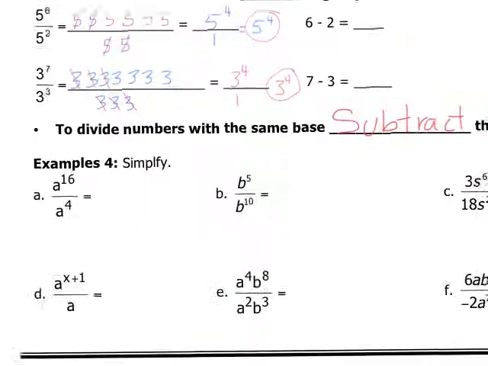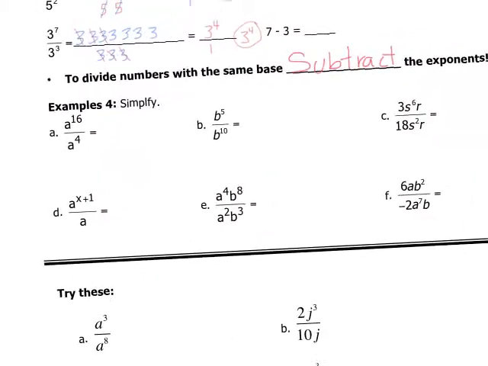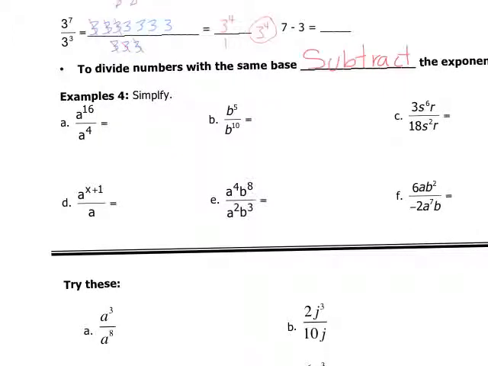So let's look at a couple examples here together. Let's look at A. A to the 16th divided by A to the 4th. So I subtract my exponents. 16 minus 4 leaves me with A to the 12th. Where does that A to the 12th go? On top. So I can just leave it as A to the 12th. You can put it over 1 if you want to, but you don't necessarily have to.